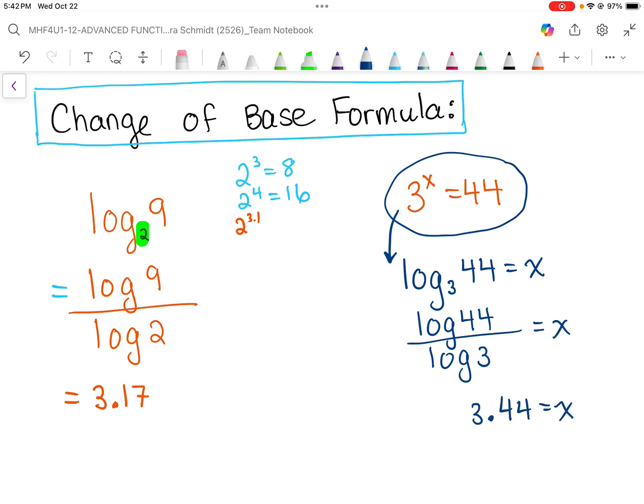I should specify too, the change of base formula, you can change it to a log of any base. We just choose base 10 because that's what our calculator does. You could also change it to a log that has a base e. So a log with base e, we actually write as ln. We pronounce it ln. So you could also do ln 9 divided by ln 2. Same thing, it doesn't really matter. But that is on our calculator as well.